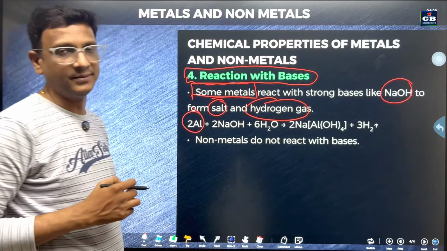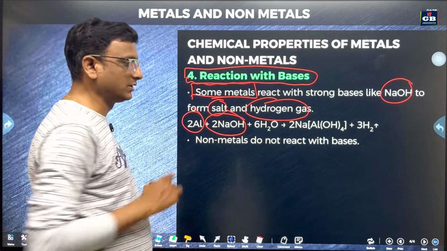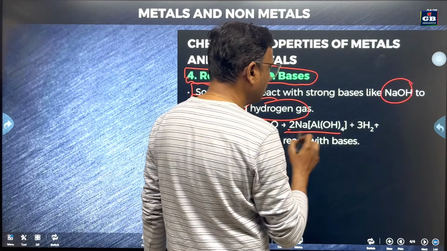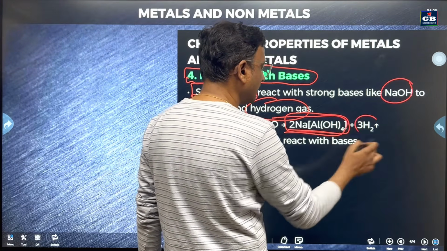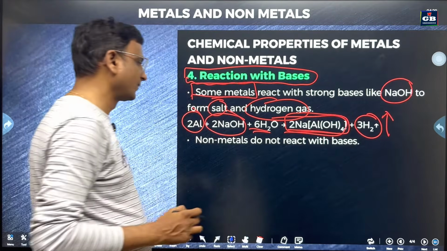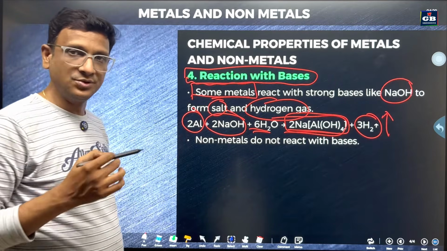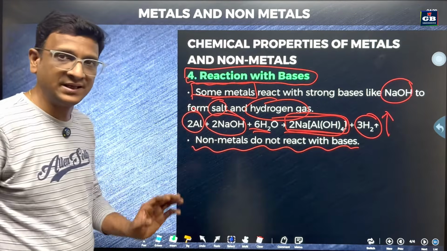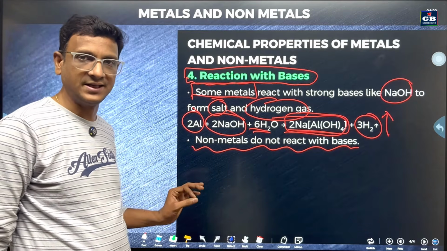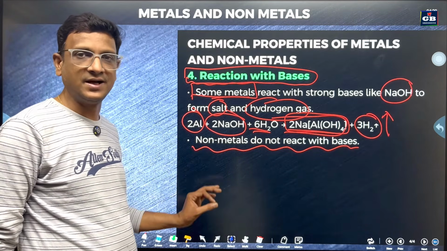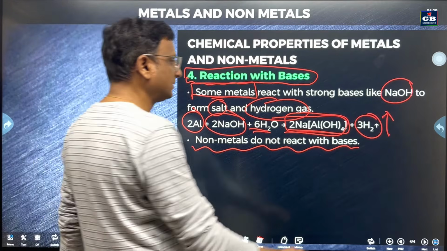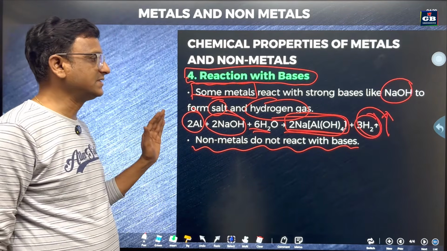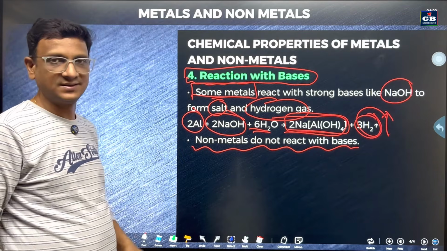Example: aluminium. Aluminium reacts with sodium hydroxide and produces water, and sodium aluminium hydroxide is formed and hydrogen gas is liberated. Then what about non-metals? Do they react with the bases? No. Non-metals do not react with bases. But some metals react with strong bases like sodium hydroxide. Aluminium reacts with sodium hydroxide and it forms sodium aluminium hydroxide plus hydrogen gas. So this is about the reaction with bases.